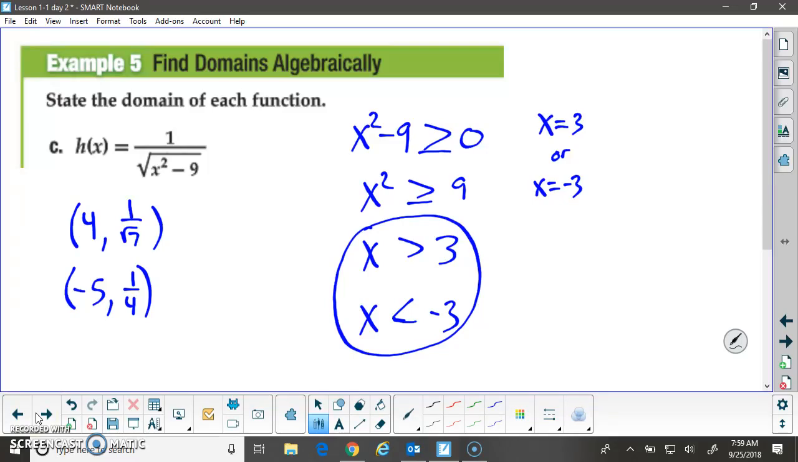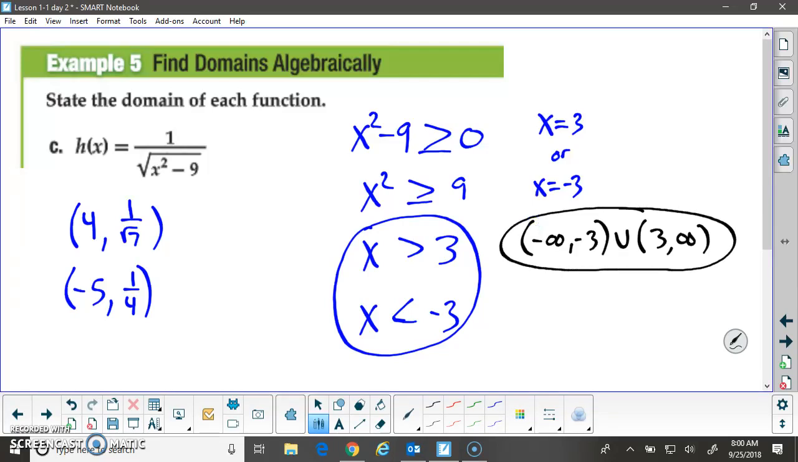However, I'm going to write this in interval notation. So numbers that are less than negative 3 combined with numbers that are greater than positive 3 would be your solution in interval notation. So that's how I would write the answer for this problem.